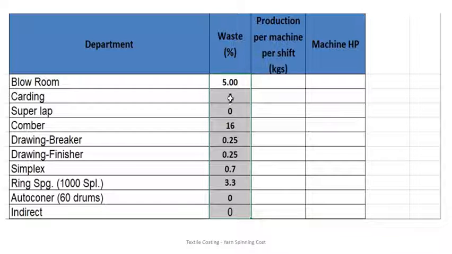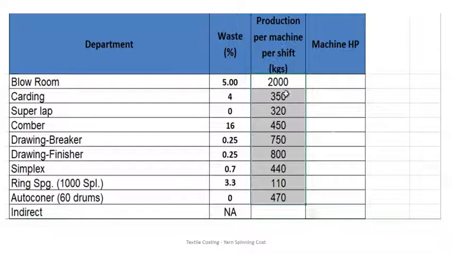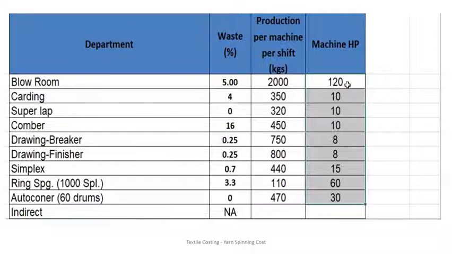Now, blow room 5%, carding 4, comber 16, draw frame breaker and finisher both 0.25, simplex 0.7, ring spinning 3.3, auto corner 0, and the last is the indirect power. So there is nothing related to waste. It is actually not applicable. And next is the production per machine per shift in kgs is given here. So it is these values. And next is the machine HP. So we have the HP of the machine given. Blow room machine HP is 120.